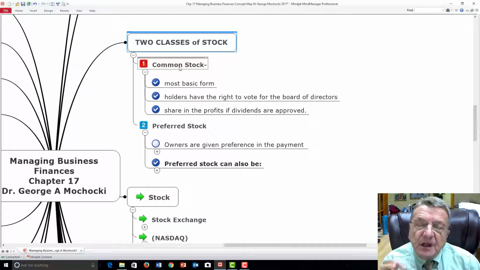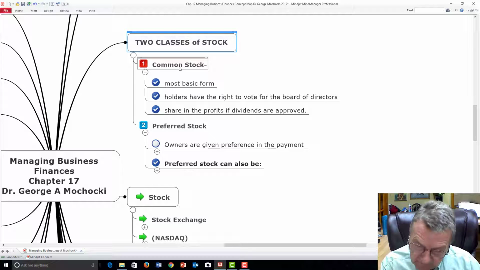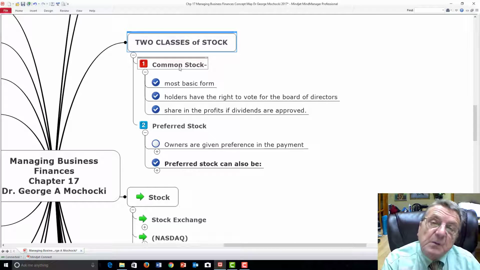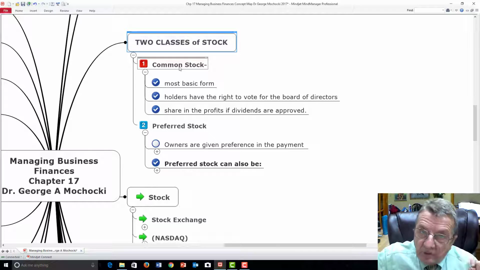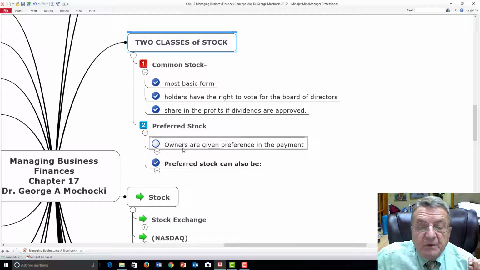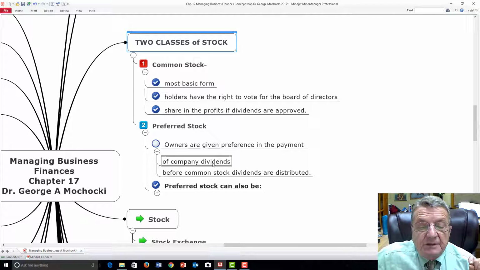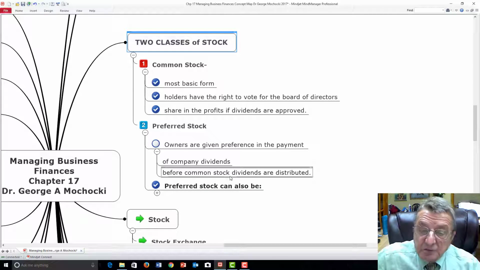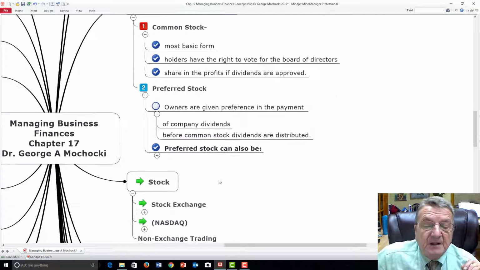So preferred stock is, I don't care if the stock grows, I am there just for the dividends. I want to put my investment in, and I live off the interest or the return on the investment. So I want to be guaranteed that I get the dividends no matter what. Owners are given preference in payments if the company pays dividends, before common stockholder dividends are distributed. So I get it first, and then you give it to the common stock.